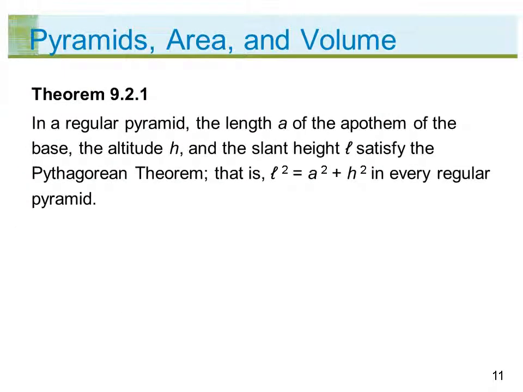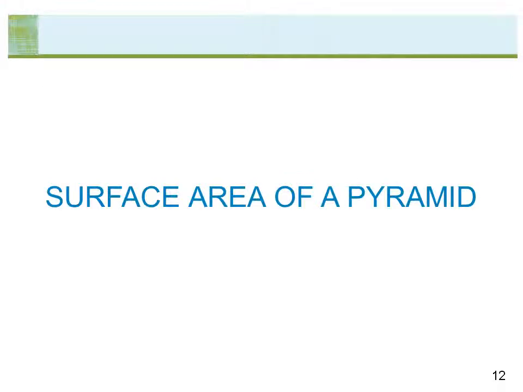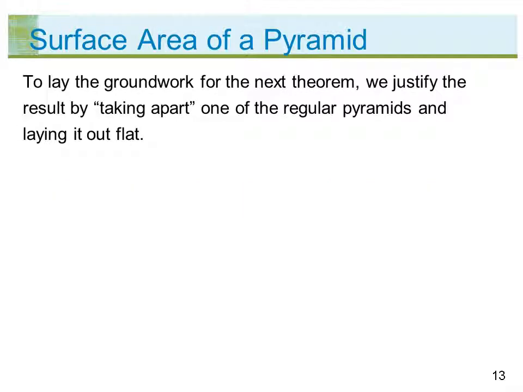Theorem 9.2.1. In a regular pyramid, the length A of the apothem of the base, the altitude h, and the slant height L satisfy the Pythagorean theorem. That is, L squared equals A squared plus h squared in every regular pyramid. To lay the groundwork for the next theorem, we justify the result by taking apart one of the regular pyramids and laying it out flat.